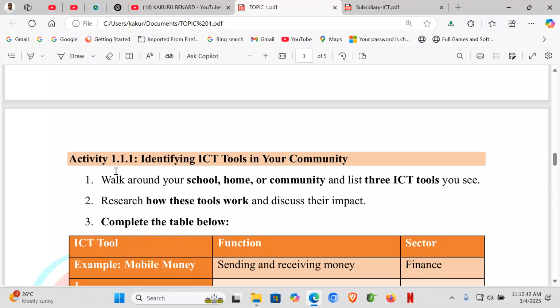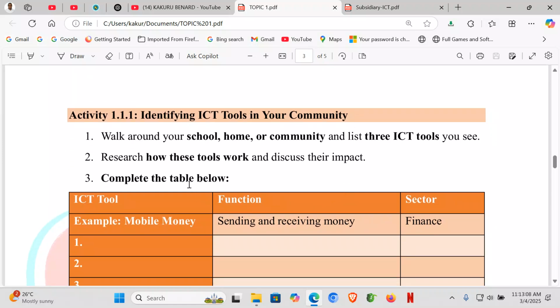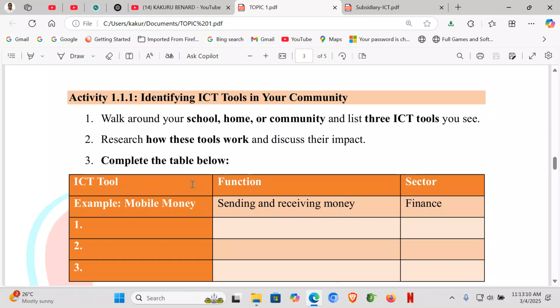So when it comes to the activity here, activity 1.1.1, identifying ICT tools in your community, you are going to walk around your school, home, or community and list 3 ICT tools you see. You are going to research how these tools work and discuss their impact. Then from there, you can complete the table below.